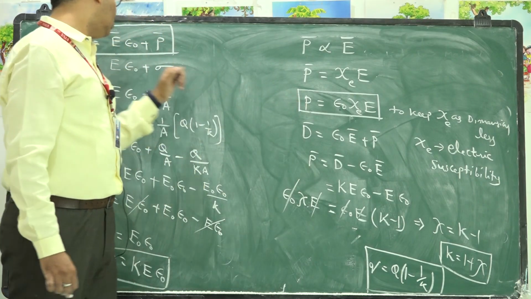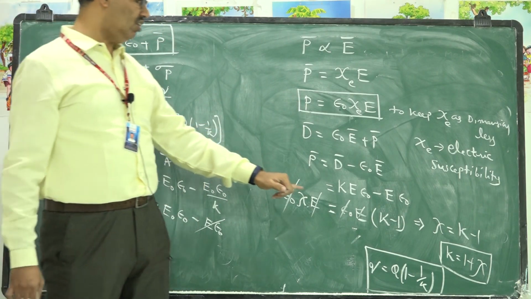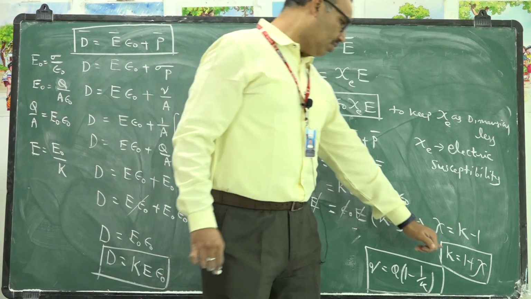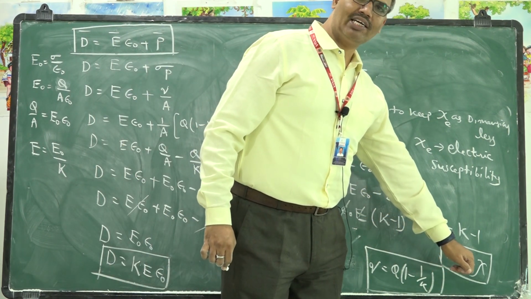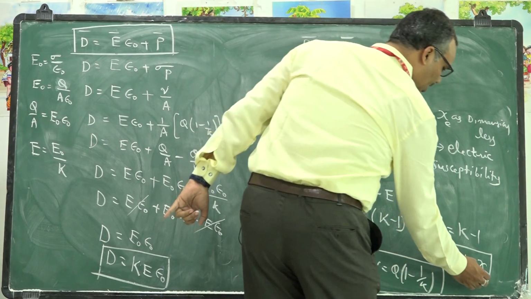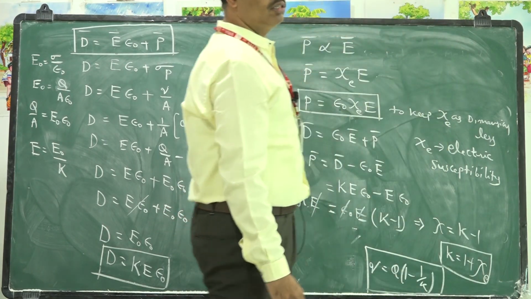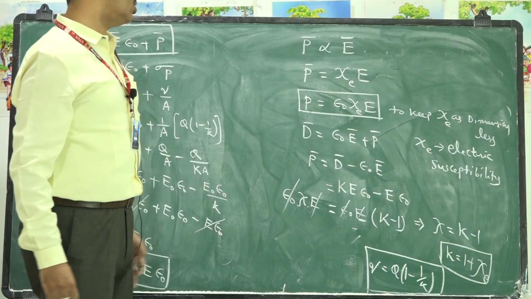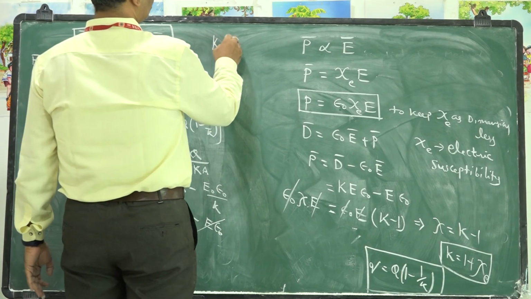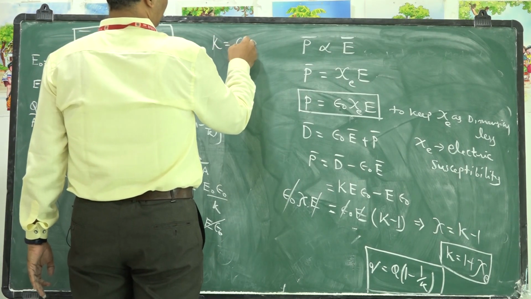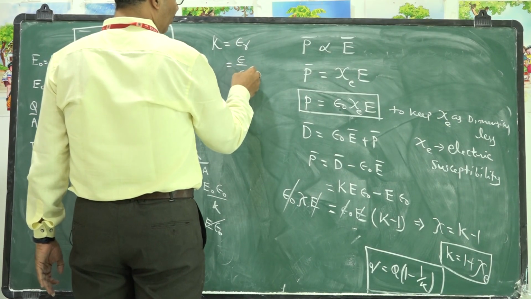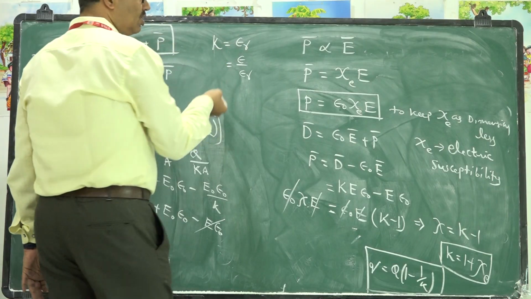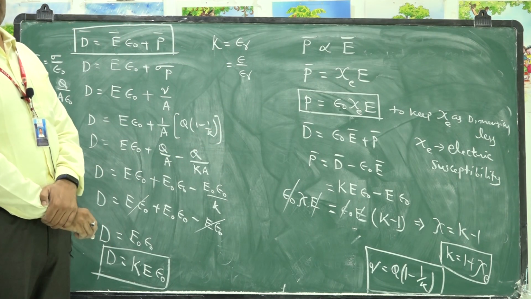By substituting this value in the displacement vector equation, we got one more relationship: the relationship between dielectric constant and electric susceptibility. It is like this. You already know about dielectric constant. Dielectric constant is nothing but relative permittivity, the permittivity of the medium by the permittivity of free space. About this point we discussed in the earlier lecture.